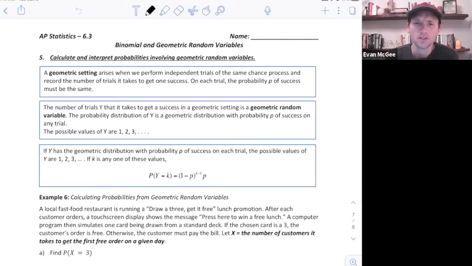So a geometric setting arises when we perform independent trials of the same chance process and record the number of trials it takes to get one success. On each trial, the probability of a success, P, must be the same.